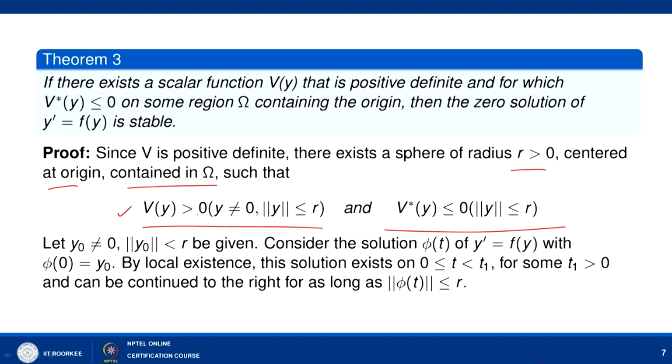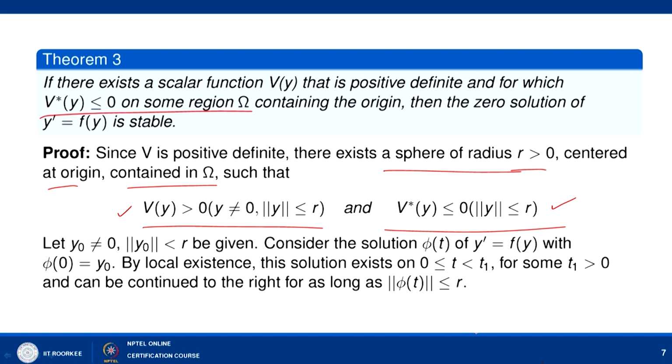So, V(y) is positive when y is not equal to 0 and norm of y is less than or equal to r. We are considering everything inside the sphere of radius r greater than 0, and it is already given that V*(y) is less than or equal to 0 on some region omega containing the origin. So, this sphere is inside your omega. So, this also is true: V*(y) is less than or equal to 0 for norm of y less than or equal to r here.